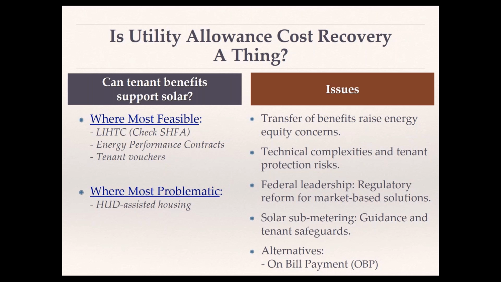We also need federal leadership to resolve some of the inconsistencies around utility allowances and really get some guidance in place that facilitates market-based solutions. With respect to the sub-metering I mentioned before, there's really no direct guidance on sub-metering solar credits. There's nothing directly on point. And so some guidance addressing some tenant protection issues is also needed. And in the process, it might be useful to consider other alternatives. On-bill payment, which is very similar to on-bill financing models, might represent a useful avenue, I think, for this market.